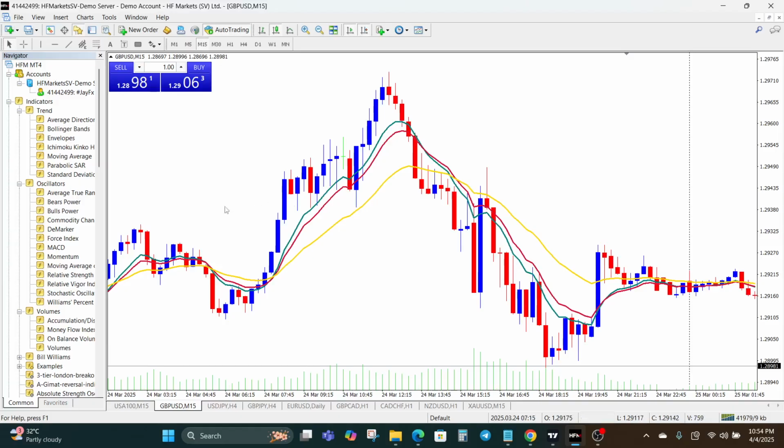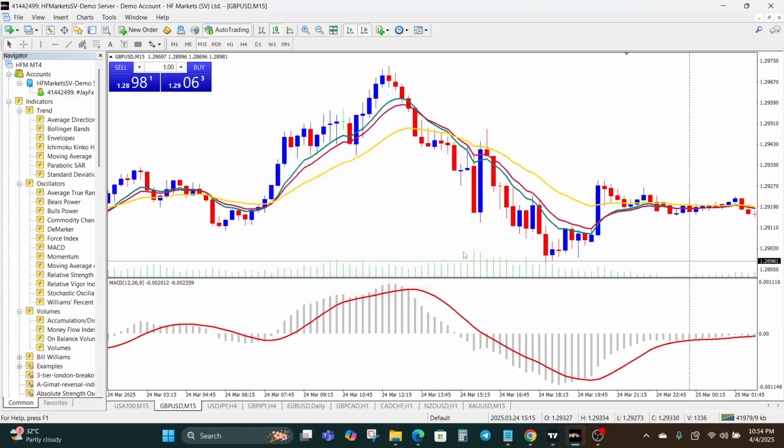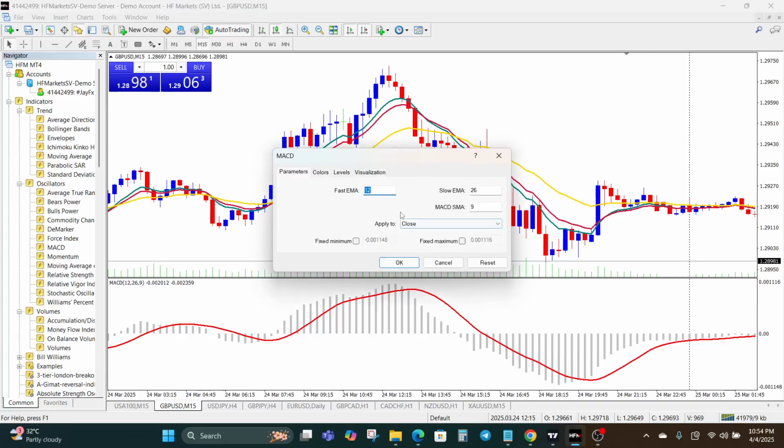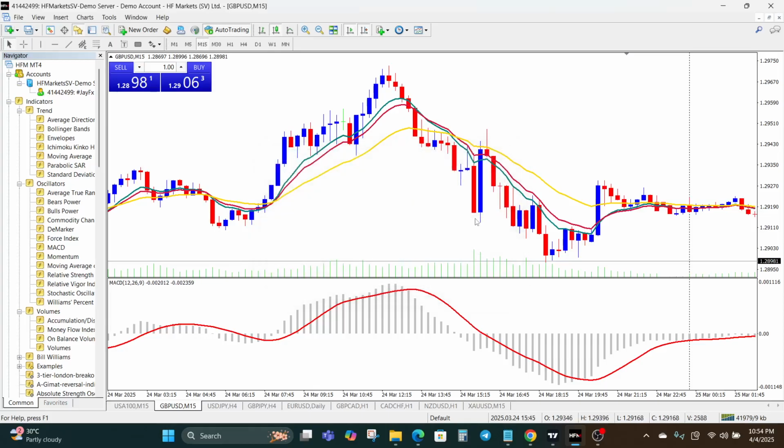Now let us bring in the MACD. We customize the MACD settings to 9, 12, and 26. In case yours is not set like this, just change it to 9, 12, and 26, to match our EMA setup. All right. This alignment adds confluence and increases the quality of our trades. Now, the MACD helps confirm that momentum is backing the EMA crossover.